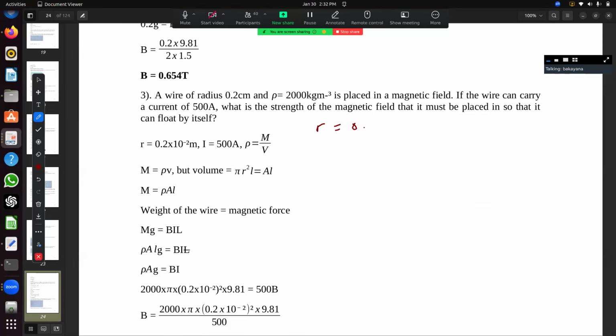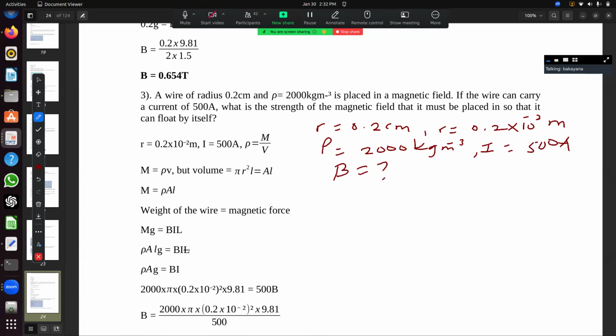The radius is 0.2 centimeters, which we can write as 0.2 times 10 to the power negative 2 in meters. Here we are given a density of 2000 kilograms per meter cubed, and the wire is placed in a uniform magnetic field. If the wire carries a current of 500 amperes, what is the strength of the magnetic field? They are asking for the magnetic flux density that it must be placed in so that it can float itself.